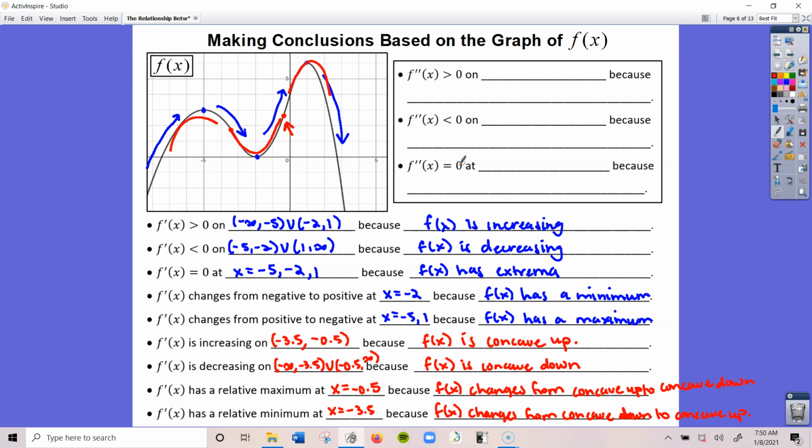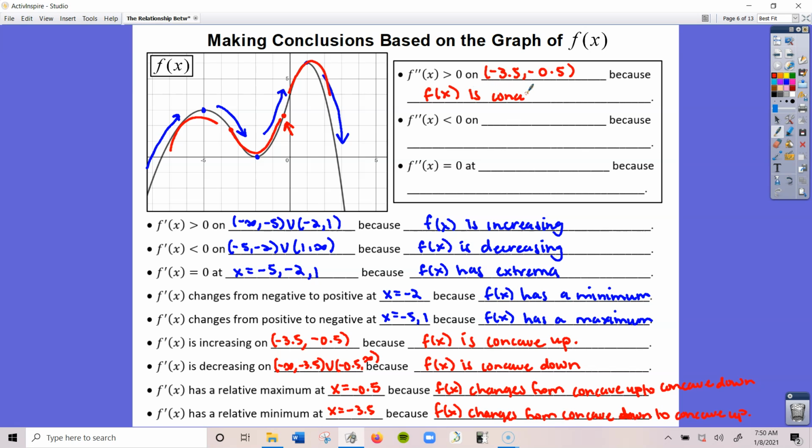Now looking at the second derivative, f double prime of x is greater than 0. It is greater than 0 when it is concave up. So these are going to be the exact same answers as when f prime of x is increasing or decreasing. So f double prime of x is greater than 0 on the interval negative 3.5 to negative 0.5. And we would say because f of x is concave up.